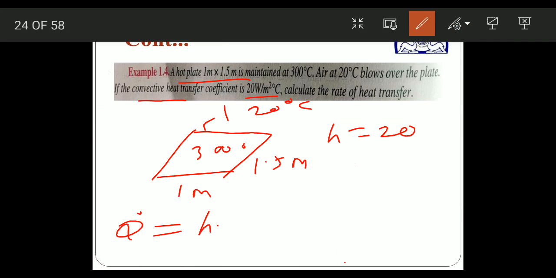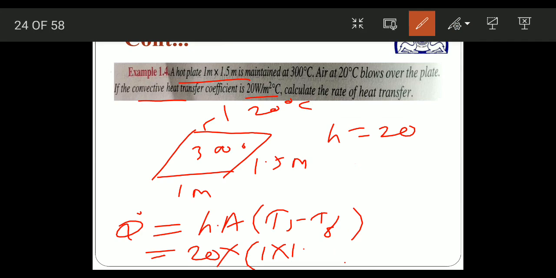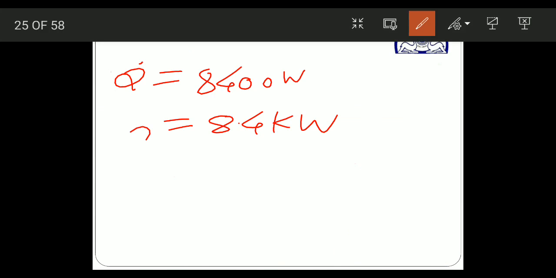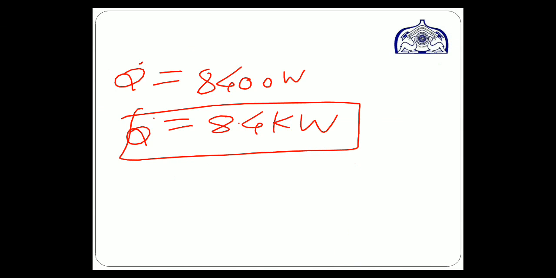Okay, so Q is equal to H into A into T surface minus T fluid. So what is H? Heat transfer coefficient is given 20. Area is 1 into 1.5, into TS, surface temperature is 300, minus 20. Okay, this is simple. Now if you simplify this, then you will get the value of Q dot, that is equal to 8400 watt, or this is equal to 8.4 kilowatt. This is rate of heat transfer. Okay, I hope you understand this simple question.